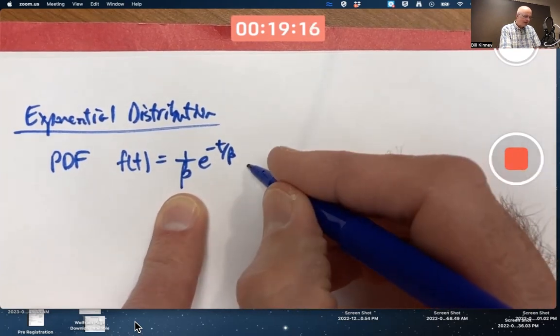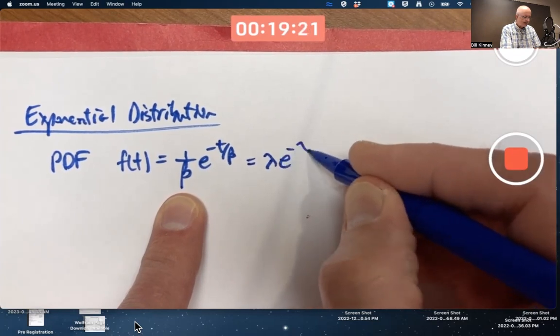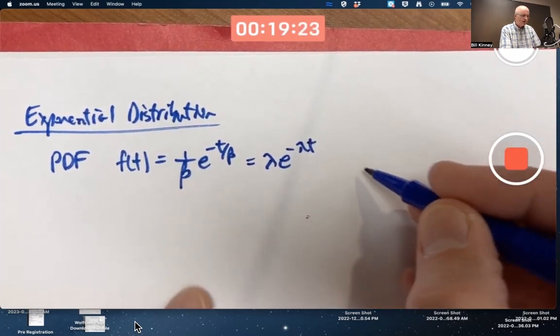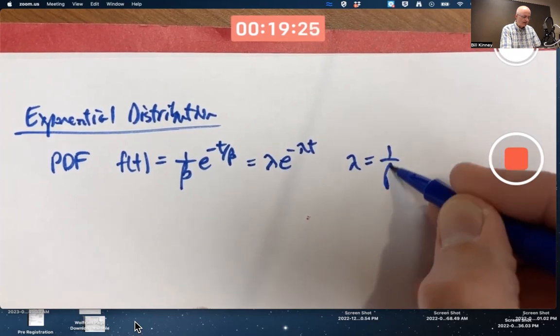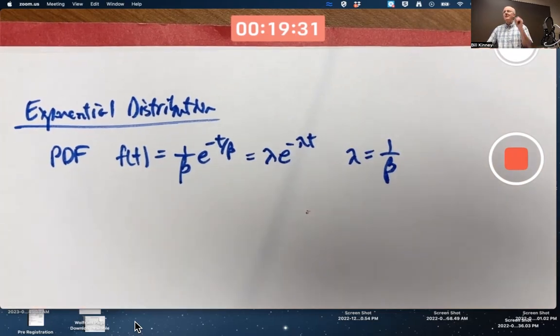Another way this can be written, which I think I mentioned at least once, is lambda e to the negative lambda t, where lambda is 1 over beta. And recall, this is worth remembering, exponential distributions are related to Poisson in chapter 3, a discrete distribution. Think about our typical example that we talked about, earthquakes.